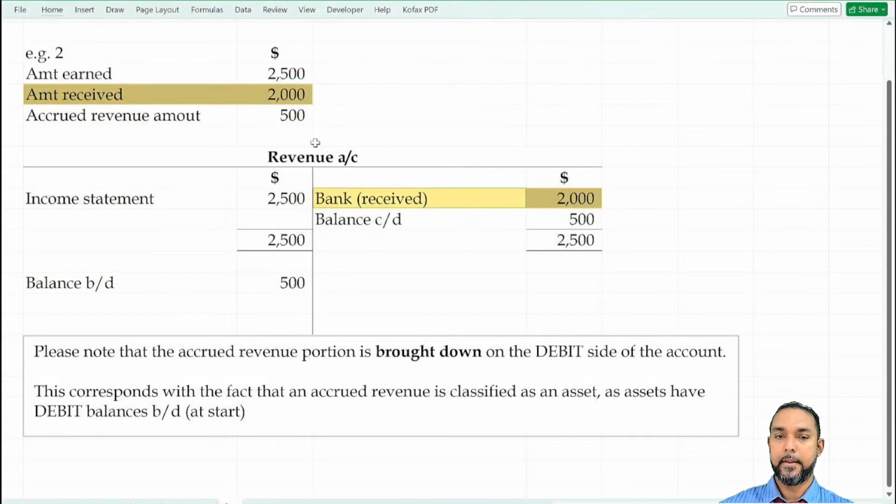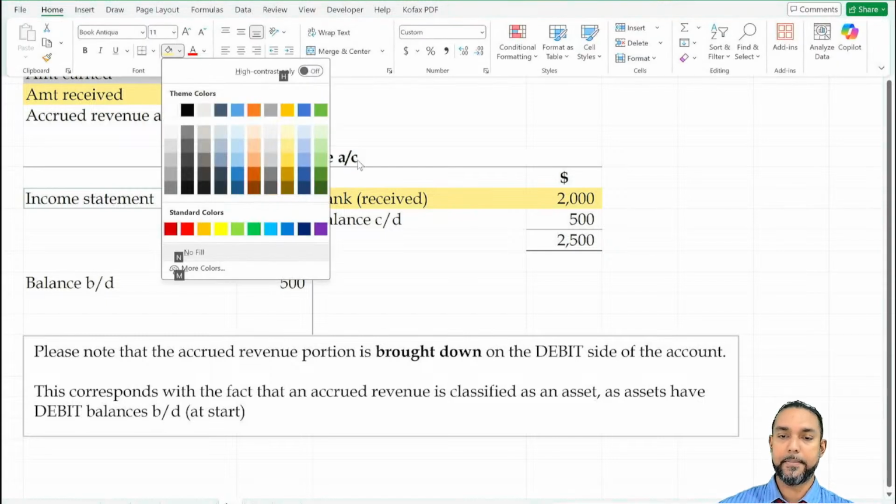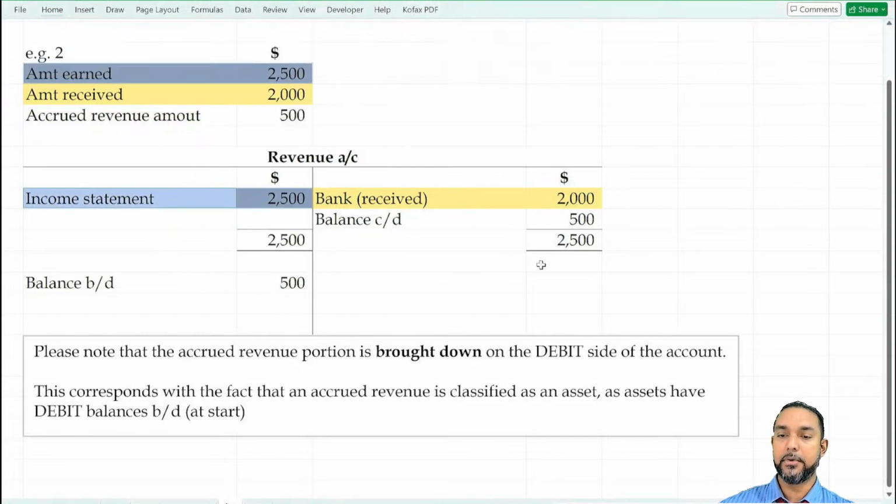Yellow, right? And the amount earned is the blue amount. So again, here I'm just showing the account for the item. I'm not showing the income statement side of it or the cash book side of it or the balance sheet side of it.